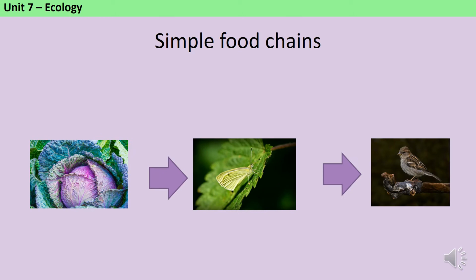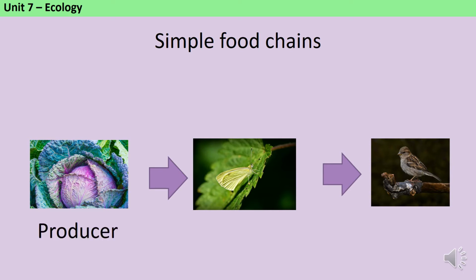So here I have a cabbage and an insect called a cabbage white butterfly, which lays its eggs on the underside of the leaves of the cabbage, and they will then eat it. And then the cabbage white butterfly is eaten by a sparrow. But where does the energy come from in the first place for the food chain to take place?